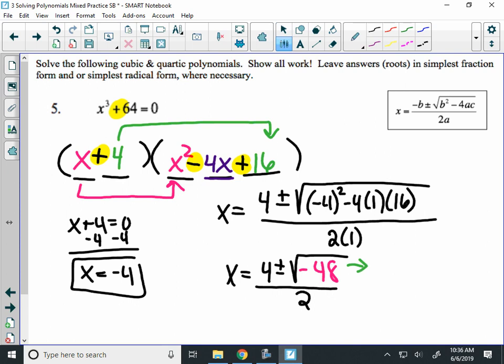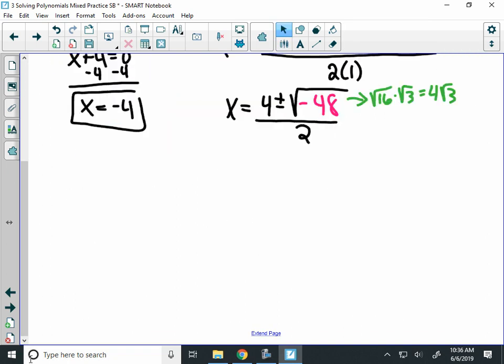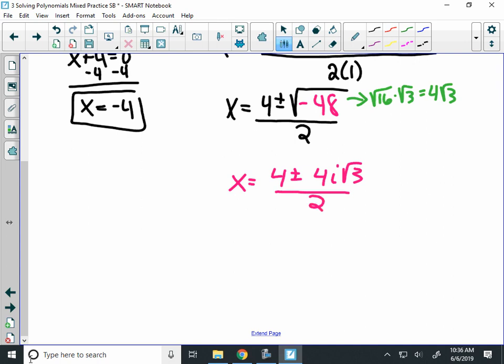Here's a perfect square. 16 goes into that. It's radical 16 and radical 3, which is 4 radical 3. So when I simplify this, I get x equals 4 plus or minus. Now it's a negative, so I'll have an i. 4i radical 3 over 2. If you leave your answer like that, it's fine.